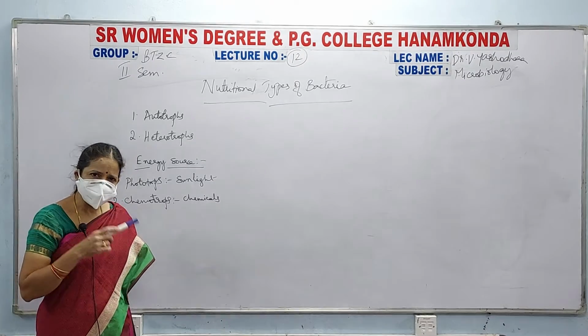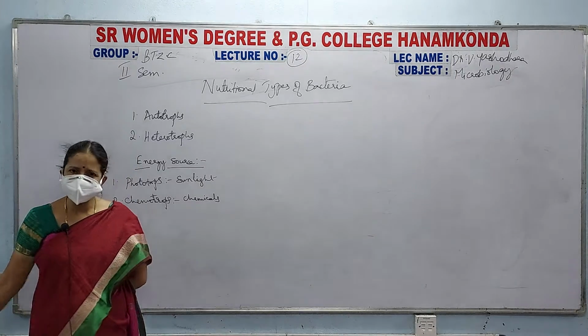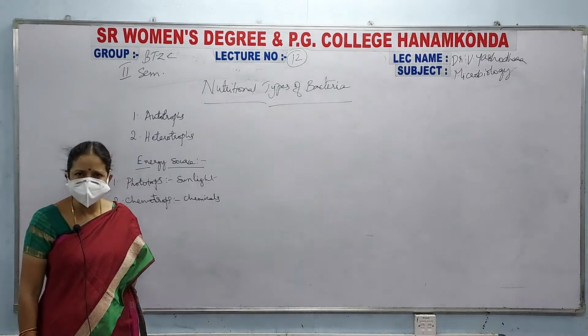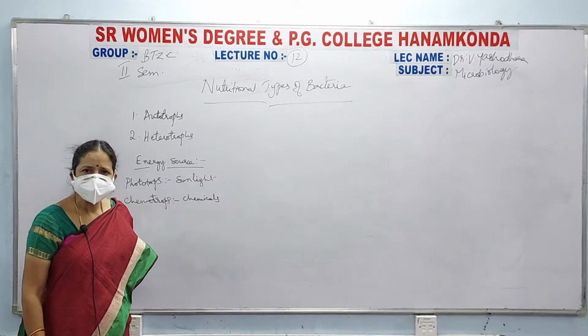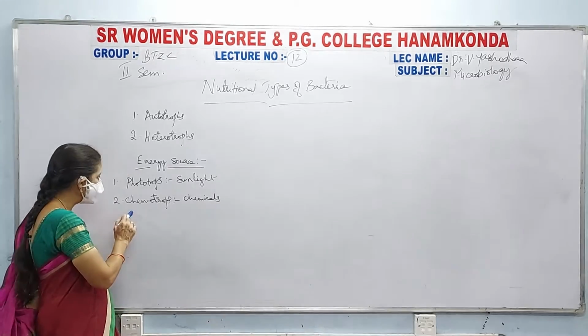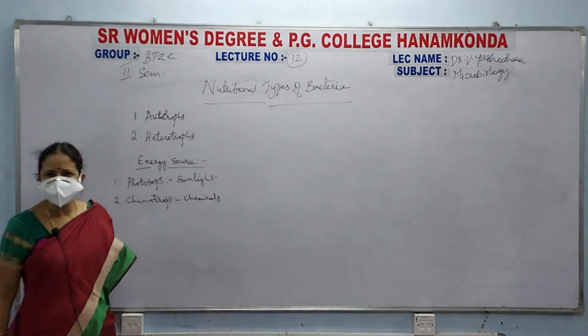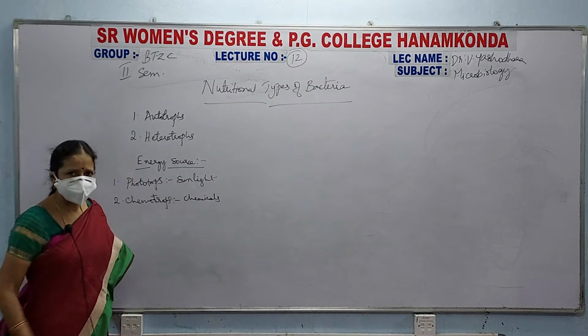So, even in the absence of light, they can get the energy from chemical sources, and they can synthesize their own food material. These are called chemotrophs and phototrophs. This classification is based on the energy source.